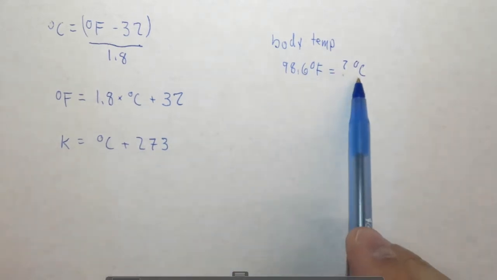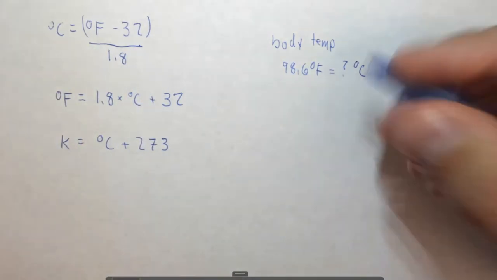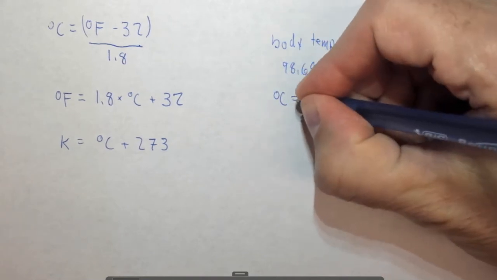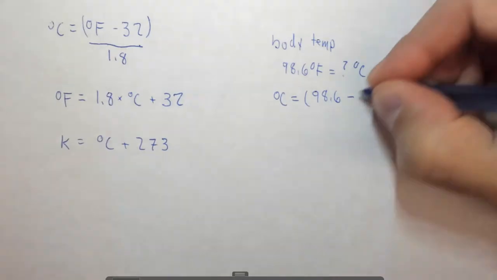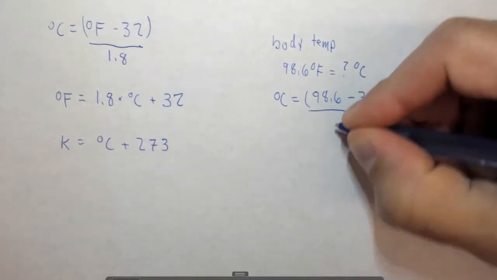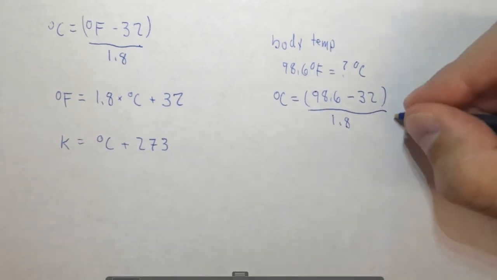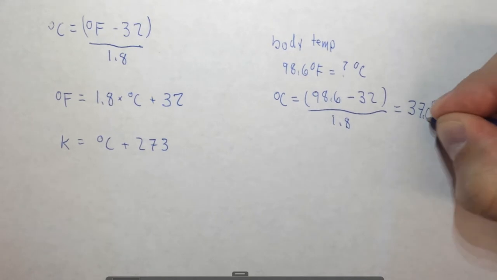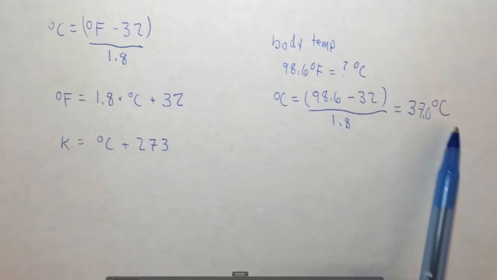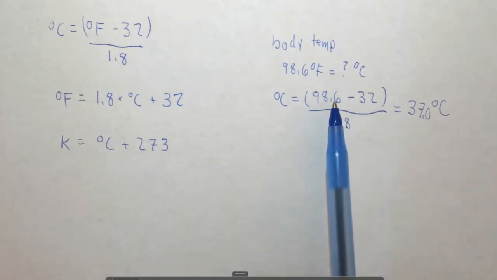So if we want to know what it is in degrees Celsius, we'd use the equation where degrees Celsius is by itself. So degrees Celsius equals the Fahrenheit degrees, 98.6, minus 32, divided by 1.8. And as I mentioned before, you need to subtract first and then divide. And when you do this, you get 37 degrees Celsius. You could argue it's 37.0 degrees Celsius. We'll talk about significant figures later on, so this isn't important for right now. That's coming up in this chapter, however.